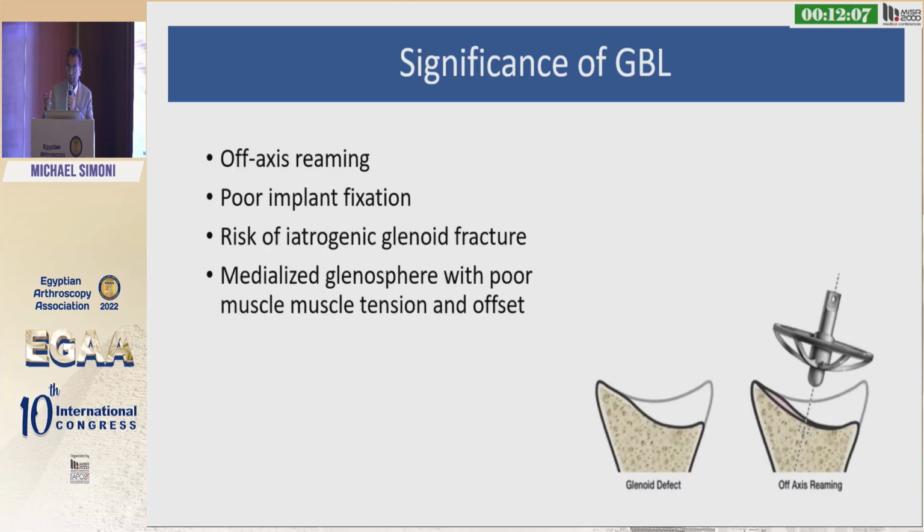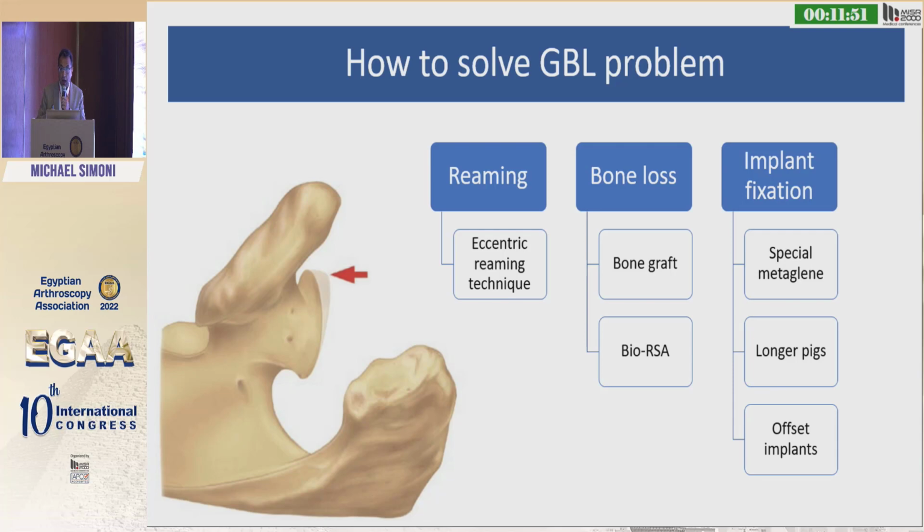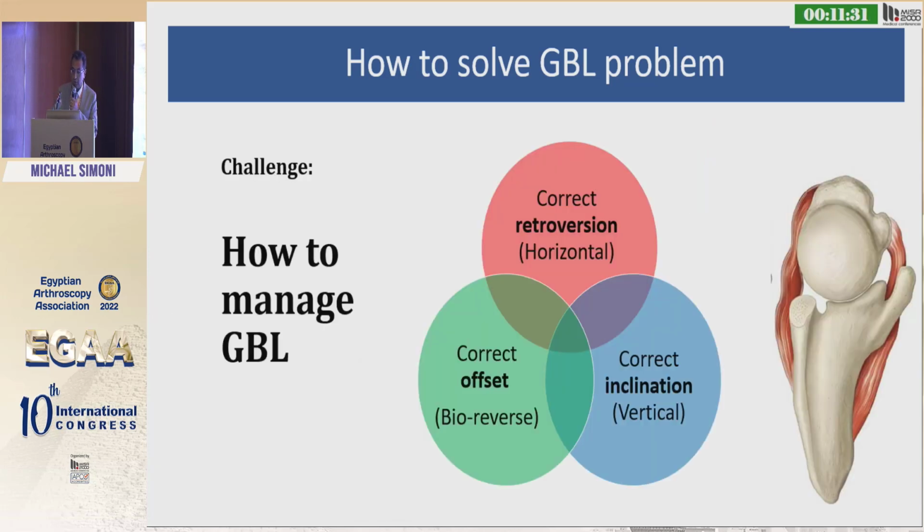Why is it important to consider the glenoid bone loss? Because when there is bone loss and you do off-axis reaming, you will have poor implant fixation and risk of glenoid fracture, and a medialized glenosphere with poor muscle tension. Then, how to solve the problem of glenoid bone loss? Starting with reaming, the so-called eccentric reaming technique, going to bone grafting, and finally implant fixation with special implants. Keep in mind that you have to correct the retroversion or horizontal bone loss, correct the inclination or vertical bone loss, and the offset with the medialization.